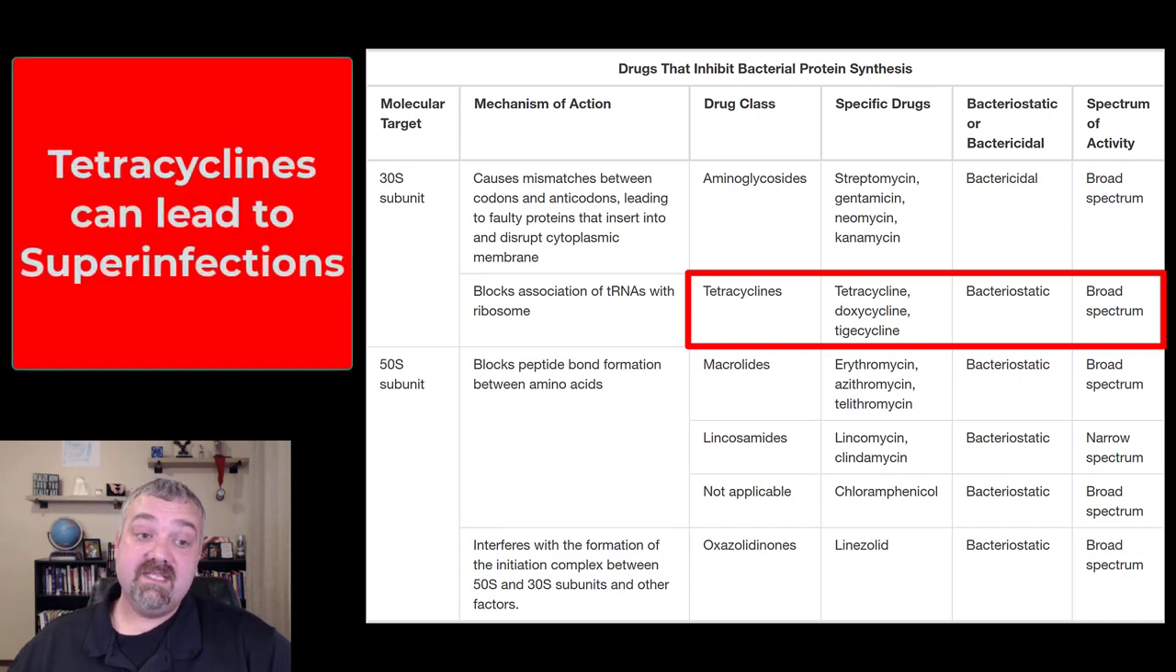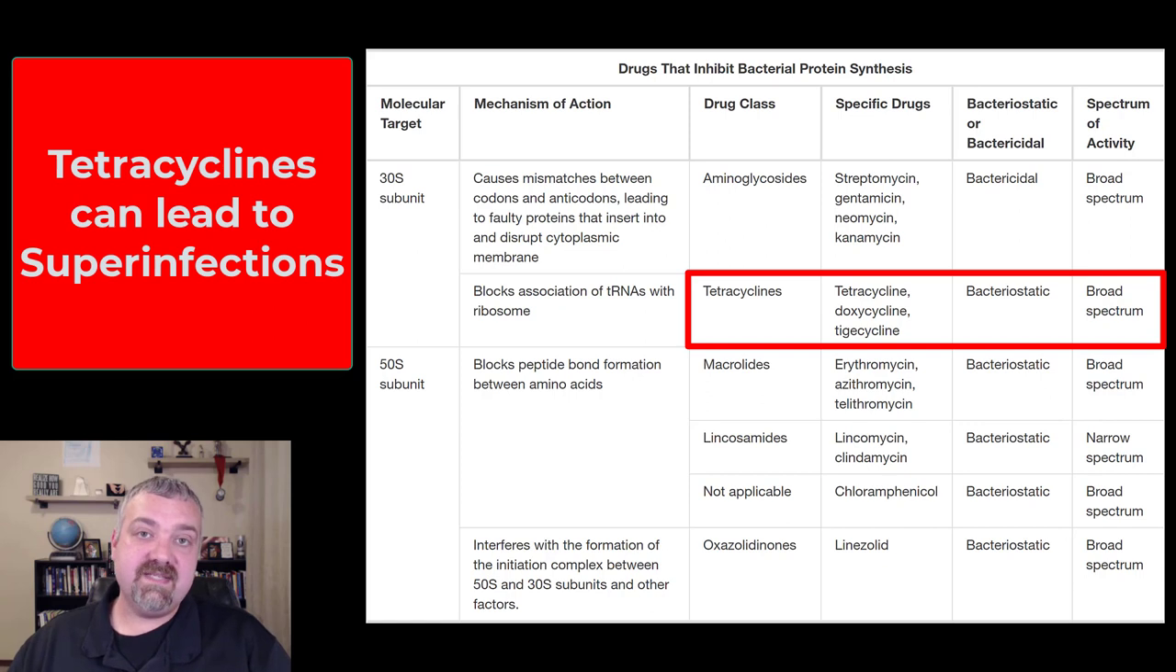But the broad spectrum of tetracycline is why it can lead to what are called superinfections. I've used the word superbug several times in this series. Superbugs are multi-drug resistant organisms that are resistant to at least two types of antibiotics. Superinfections are different. They're secondary infections, but instead of getting a secondary infection because you're immunocompromised, you get a secondary infection because of the antibiotic. The antibiotic actually wipes out the protective organisms we have, which leads to a secondary infection.